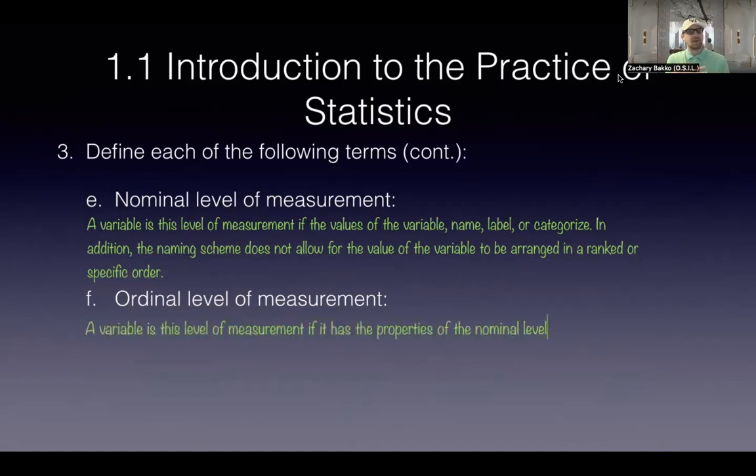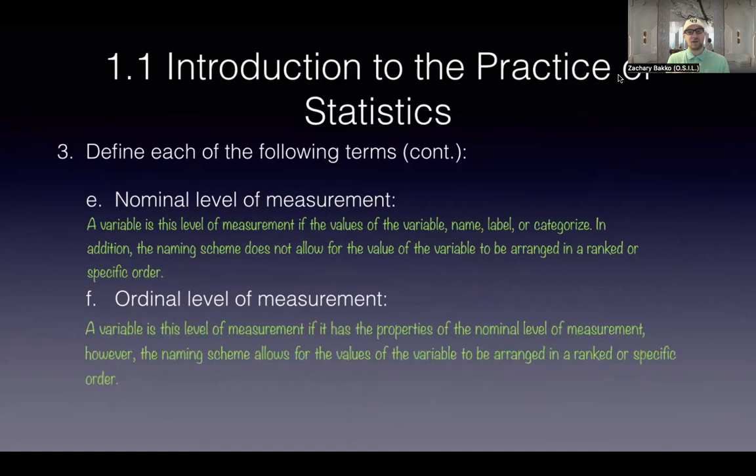Whereas the ordinal level of measurement: a variable is at this level of measurement if it has the properties of the nominal level of measurement. However, the naming scheme allows for the values of the variable to be arranged in a rank or specific order. So you could think of military ranking, or class ranking, so freshman, sophomore, junior, senior, right? In order to be a sophomore, you had to be a freshman first. In order to be a junior, you had to be a sophomore first. So that follows a rank order. Freshman is going to be the lowest of the tier, senior is going to be the highest of the tier.